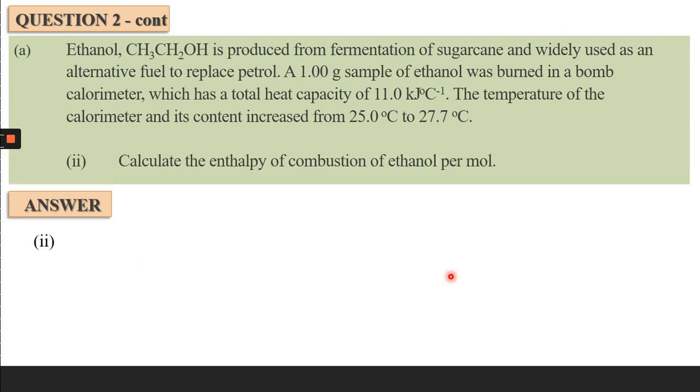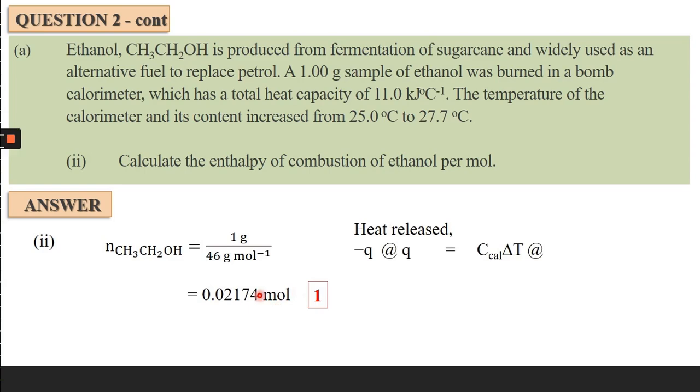Question A2. Calculate the enthalpy of combustion of ethanol per mole. To start this question, students need to calculate the number of mole of ethanol first. 1 gram divided by 46 gram per mole, the answer is ethanol has 0.02174 mole.